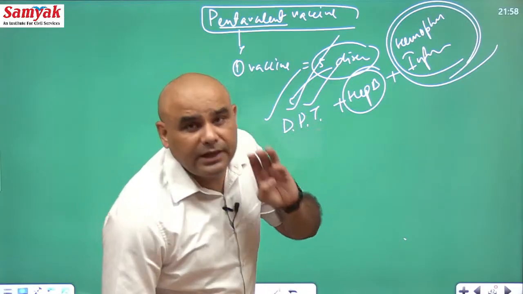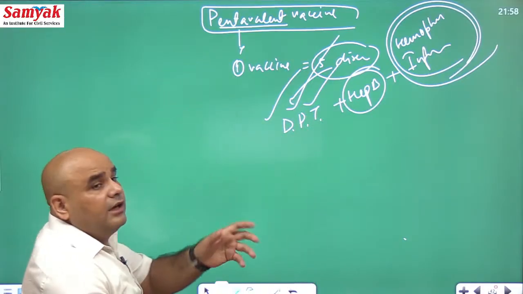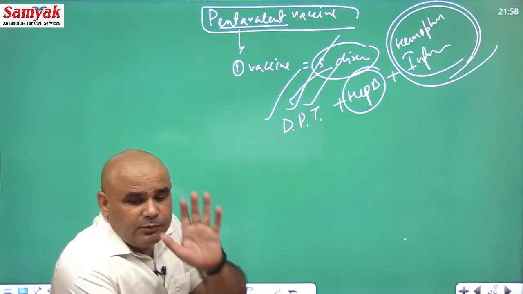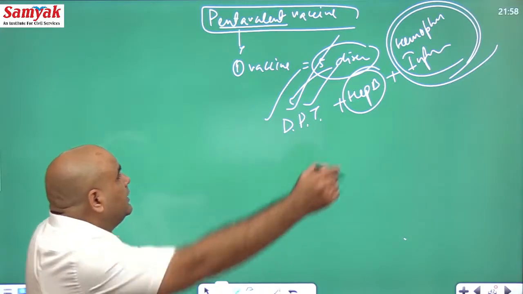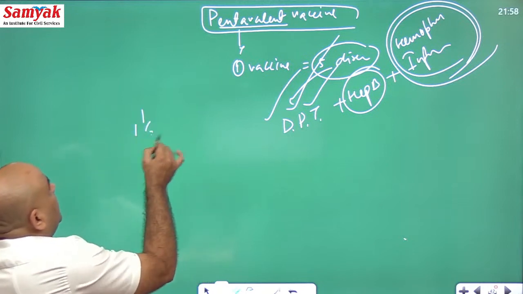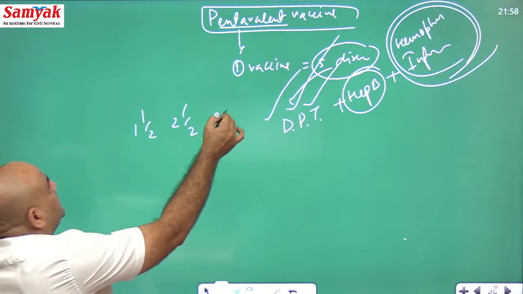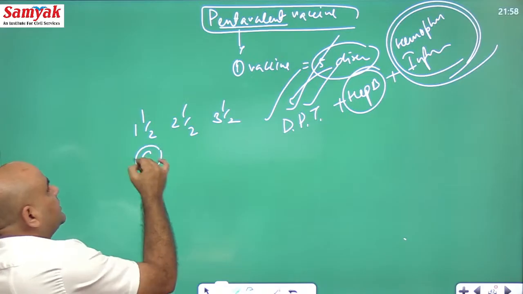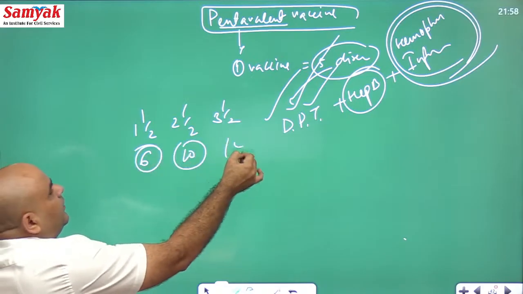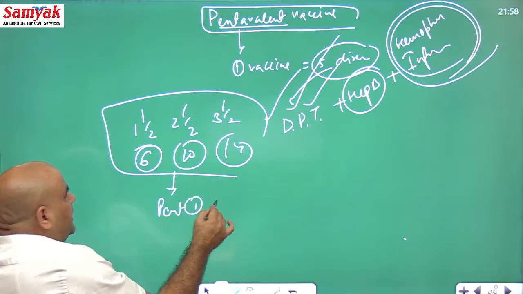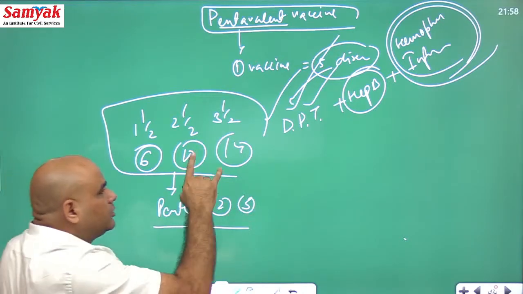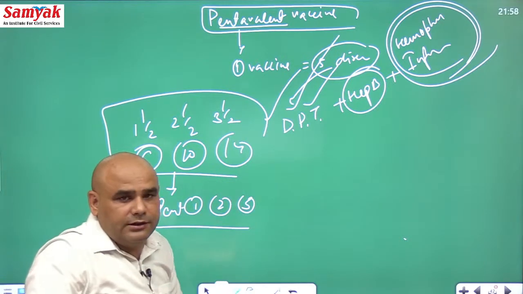So there is one vaccine available for 5 infections, named the pentavalent vaccine. In Government of India's immunization schedule, it is like this: 1.5 month, 2.5 month and 3.5 month, that means 6 weeks, 10 weeks and 14 weeks. Penta 1, Penta 2 and Penta 3. 3 doses are supposed to be administered to the kid.